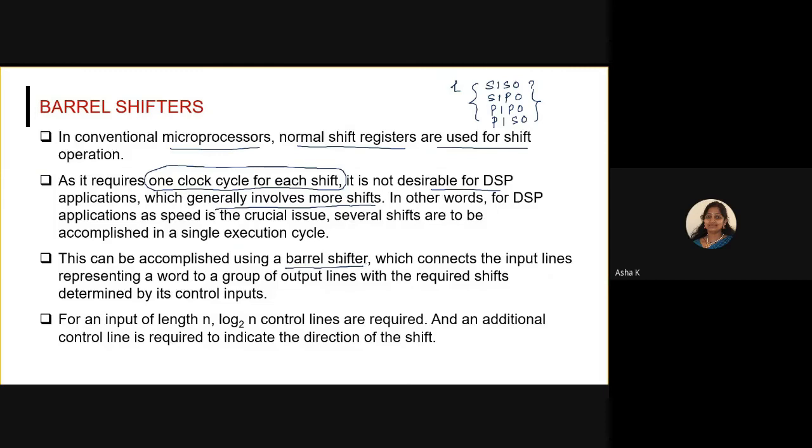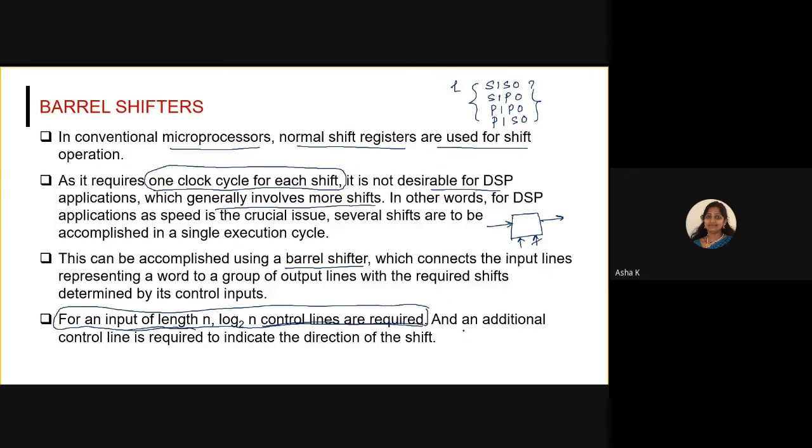This barrel shifter works on the concept of control inputs. Control inputs are necessary to perform the left shift operation or right shift operation. The control signal controls the shifting of the data from the input side to the output side. Now, for an input of length n, log n base 2 control lines are necessary. This is a formula that you should remember: for an input of length n, log n base 2 control lines are necessary.